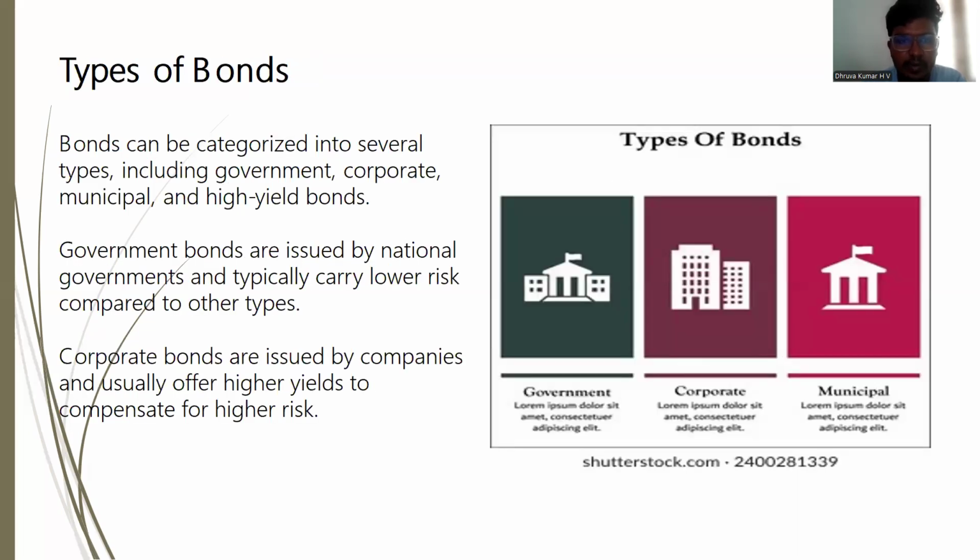Types of bonds. Bonds can be categorized into several types, including government, corporate, municipal, and high-yield bonds. Government bonds are issued by the national government and typically carry lower risk compared to other types. Corporate bonds are issued by companies and usually carry higher risk.